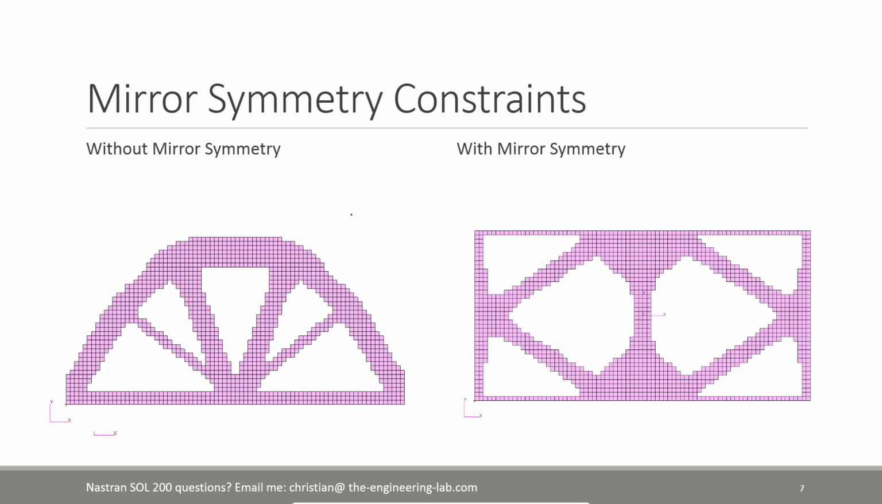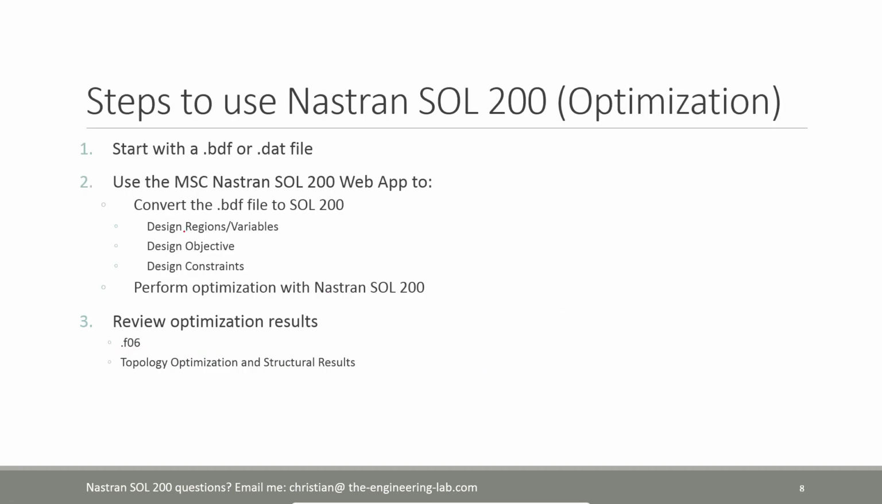Now, quick comment regarding mirror symmetry constraints. I took some time to model this same example without the mirror symmetry and with the mirror symmetry. Here you can see without symmetry across the horizontal line here, you can see there's a lack of symmetry. But once I introduce this symmetry constraint, you can see the top matches the bottom. And that's our goal for today.